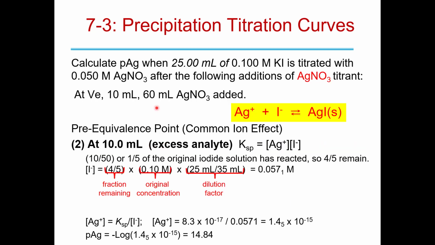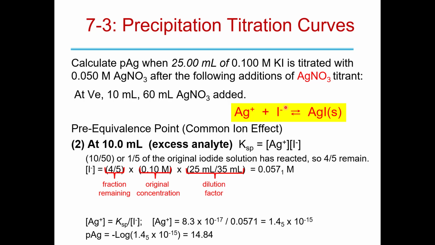So now we're ready to do the next one. Before the equivalence point, when we've added just 10 milliliters, we know the equivalence point is 50, so we're not yet there. We've not yet added enough silver to react with all of the iodide. We still will have made maybe a little bit of the silver solid, so the reverse reaction can happen and a little bit of that can dissolve, so we will have a little bit of silver in our solution.